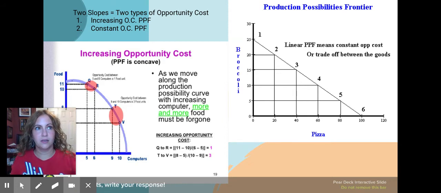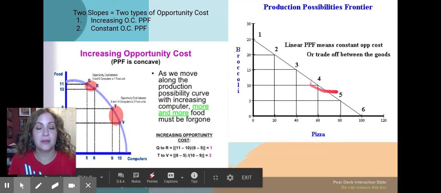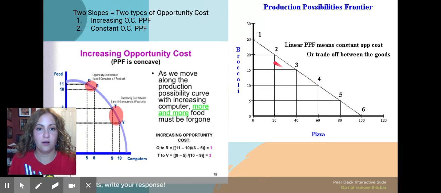It's not like lose one, get one. It's like lose one, get one, lose 5, get another, lose 10 to get another. The opportunity cost increases throughout. If it's a constant PPF curve, that means there's constant slope, then it's going to look similar to this. Look how the ratio is the same.